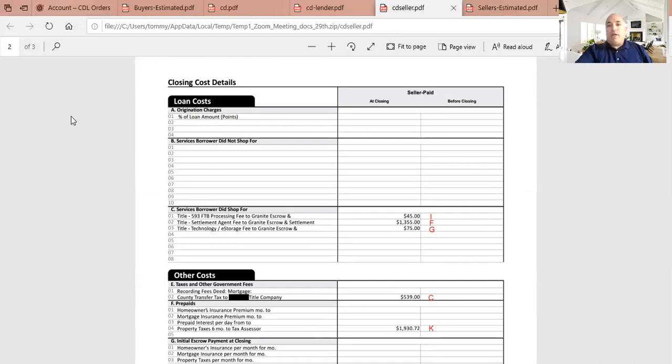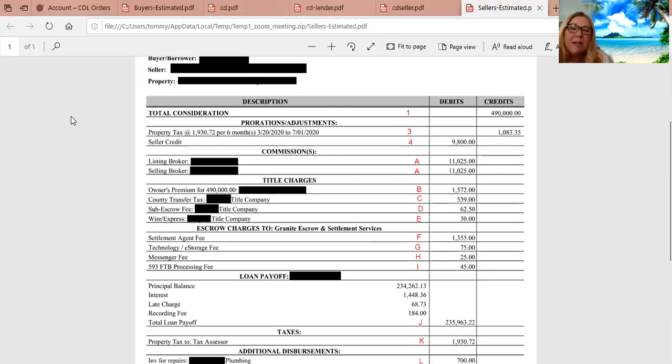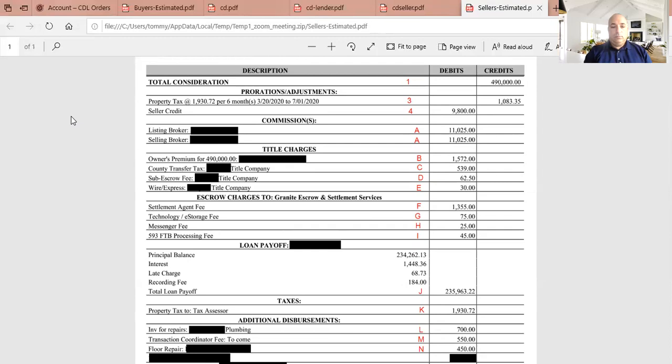So do you want to compare this to your seller estimate here? Yeah, I just wanted to show. So what I did to help out was put letters for the sellers and then numbers for the buyers to show them these are all sellers fees. Remember, this is standard. It always is negotiable, but standard, these are the sellers fees. It's got the commission on the top here. Of course, you always have your prorations and credits first, then commission, then title and escrow together. But as you can see, they're separated, title charges versus escrow charges. Okay, and then you come down to the payoff.